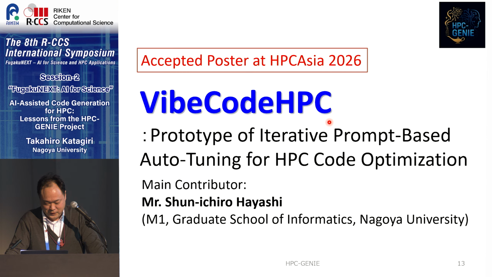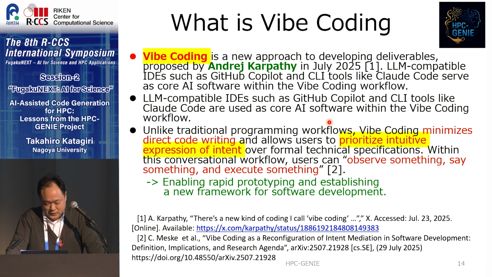But anyway, by using current generative AI technology, the prototype is almost established for our pilot system. Before starting, I'd like to mention vibe coding, though maybe you are very familiar with it. Vibe coding was proposed by Andrej Karpathy last year. Vibe coding minimizes direct code writing and lets the user prioritize expressing intent instead. The user can observe something, say something, and execute something, so this enables rapid prototyping.